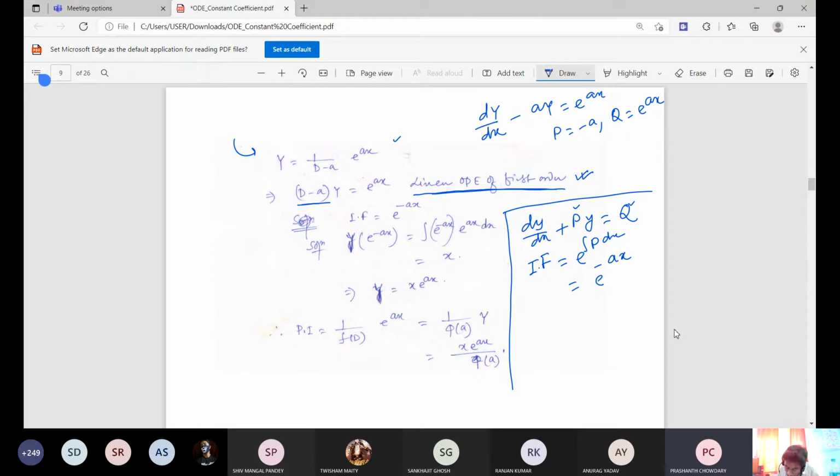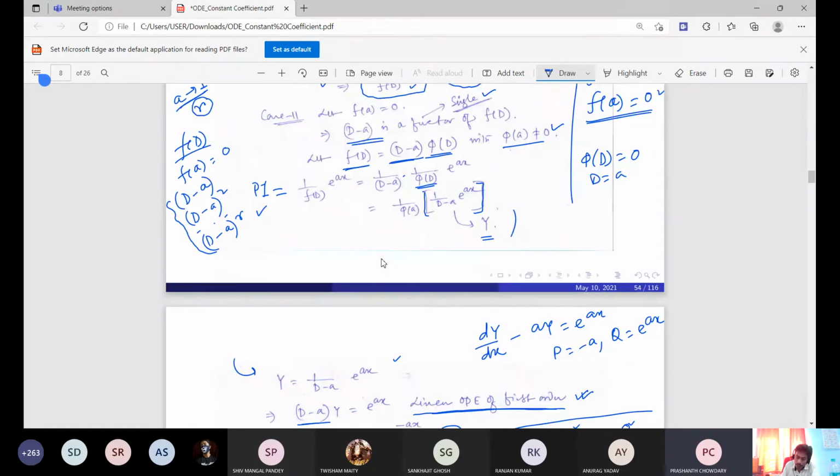So the integrating factor is e to the power minus ax. So the solution will be y into the integrating factor, that you know already, equals the integration of the integrating factor into the right hand side dx. That's what I have done here. So y e to the power minus ax, right hand side will be e to the power minus ax into the function q dx. And this product is 1. So you can integrate it and get the value as x only. So y will be x e to the power ax.